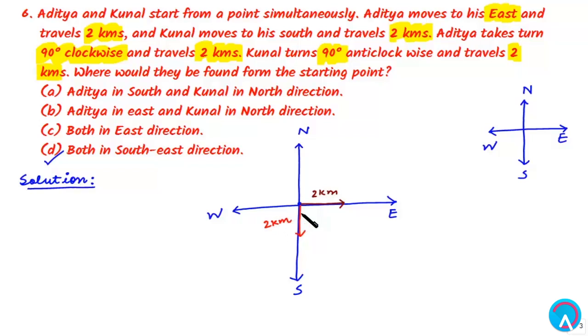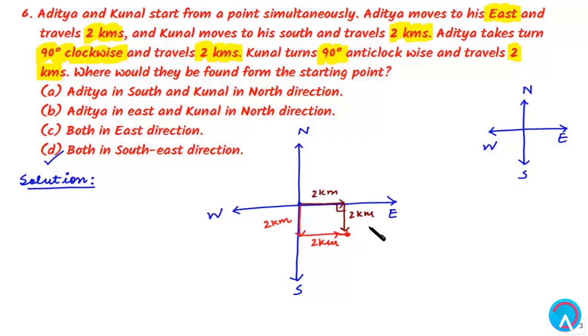Then it is given that Aditya takes a 90-degree clockwise turn. So this is Aditya, he's taking a 90-degree clockwise turn. That means he will be moving in this direction now, and travels 2 kilometers. Kunal turns 90-degree anti-clockwise and travels 2 kilometers. So from here, Kunal is turning in anti-clockwise direction and traveling 2 kilometers. So all these are 2 kilometers. So finally they will be here.